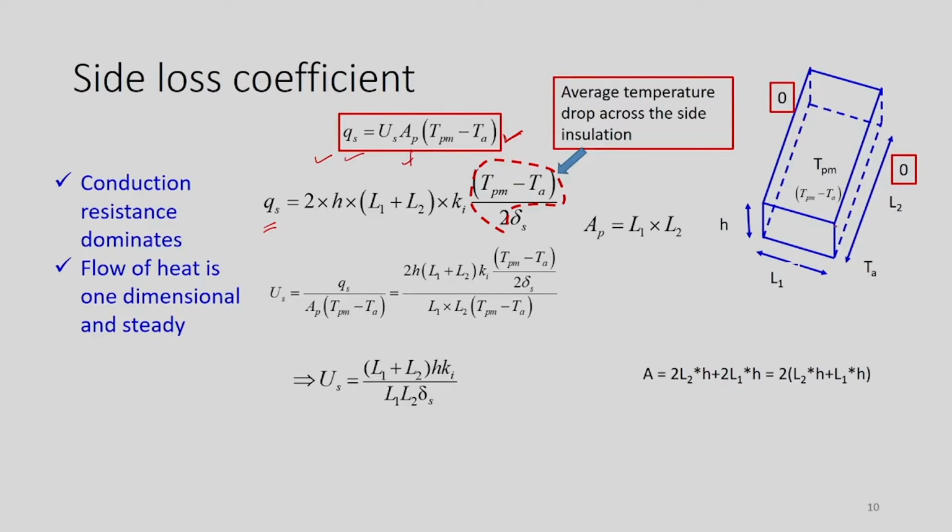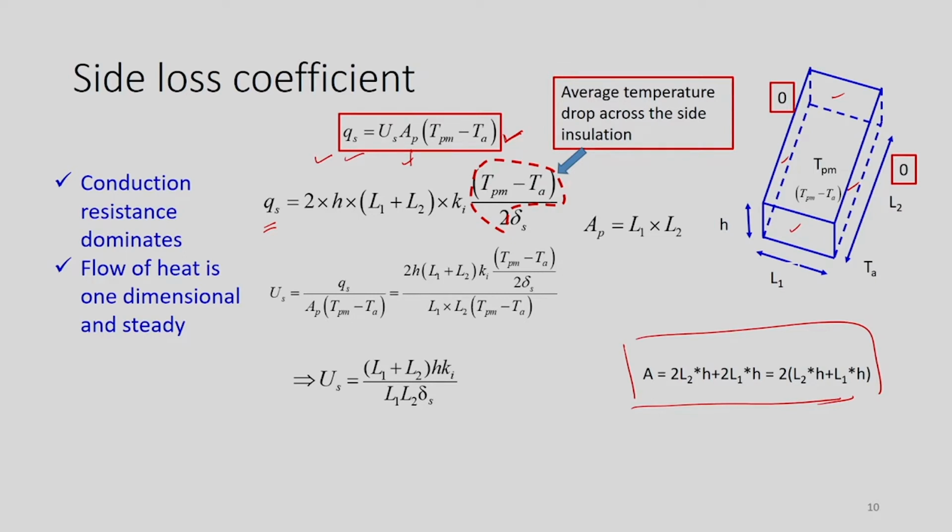This area we need to calculate. If we know L2 is the length, L1 is the breadth and H is the height, then the area will be something like this, because there are two sides, this side and this side, and also this side and this side. So, all of these need to be considered. One important point here is that the component Tpm minus Ta divided by 2 is used.